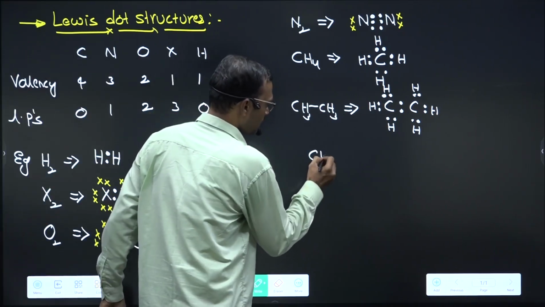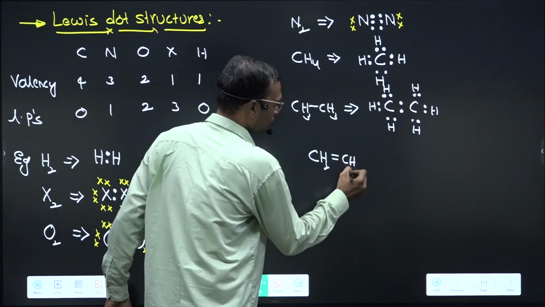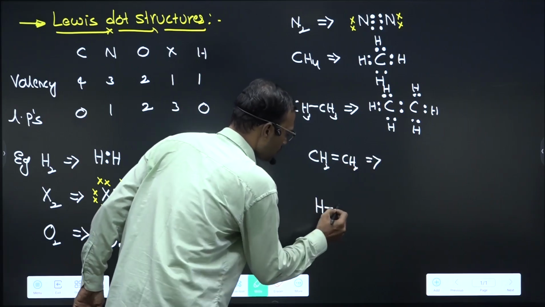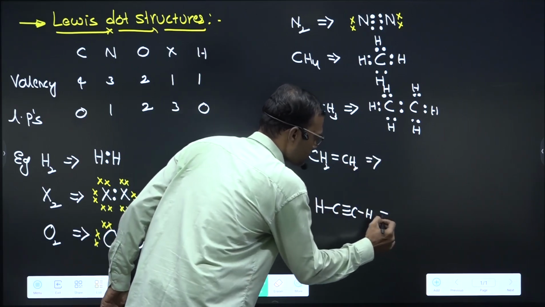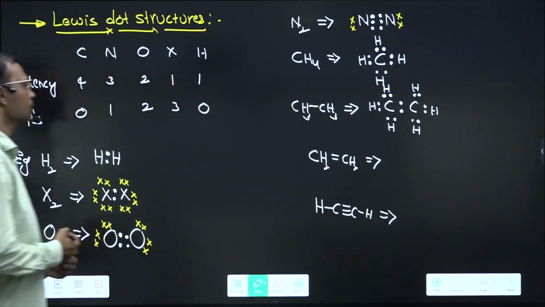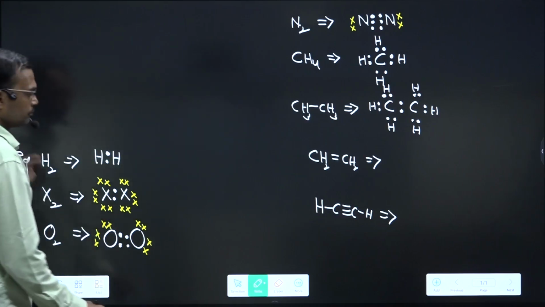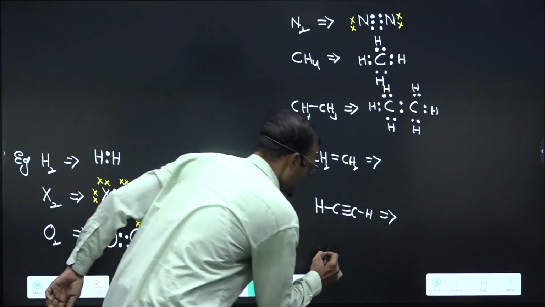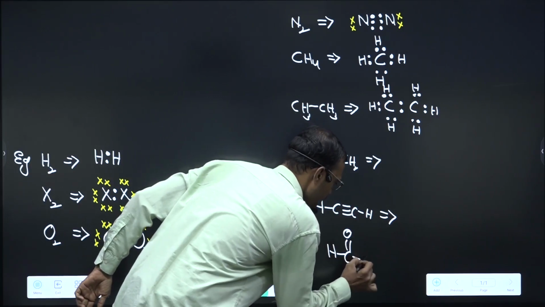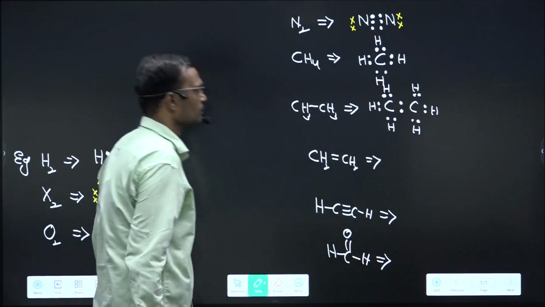Suppose I write carbon carbon double bond, what is the Lewis dot structure? Carbon carbon triple bond, what is the Lewis dot structure? Then one example of an aldehyde you can take, with one oxygen, an organic molecule with oxygen.